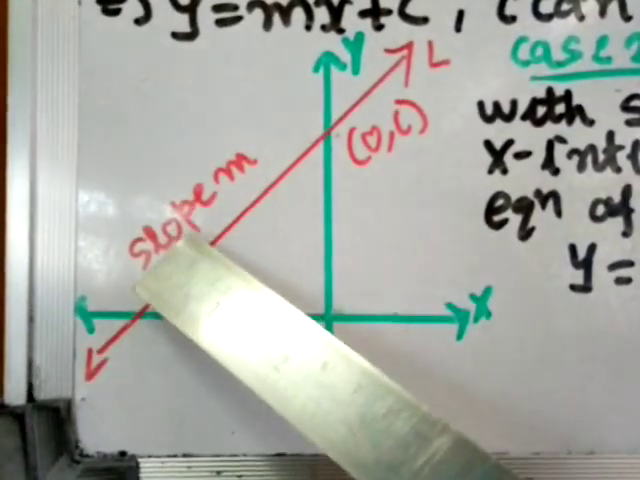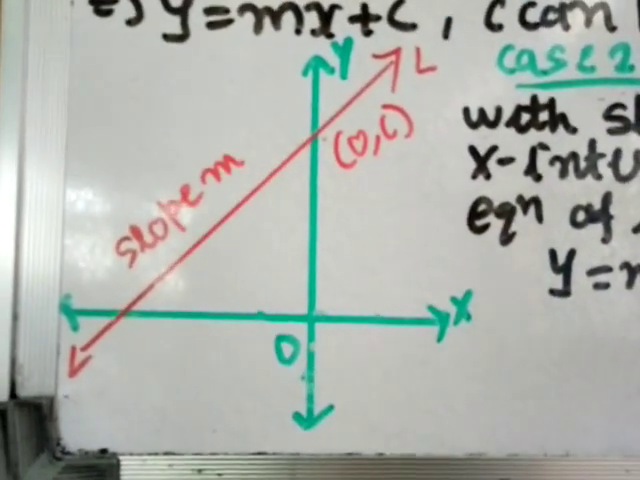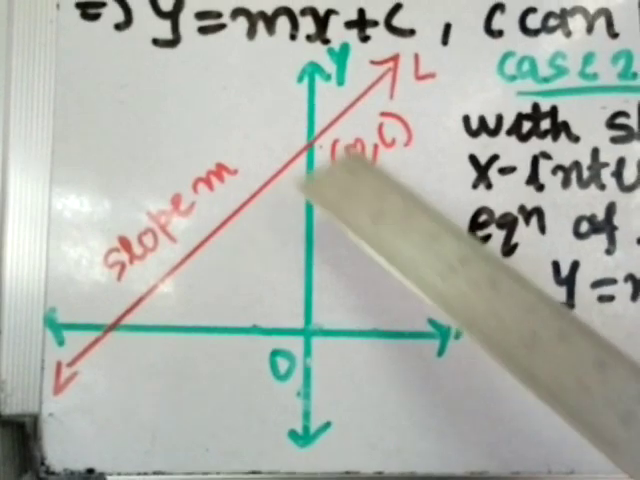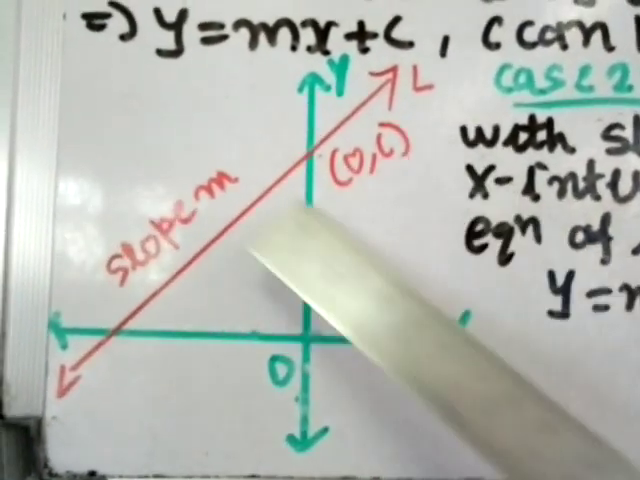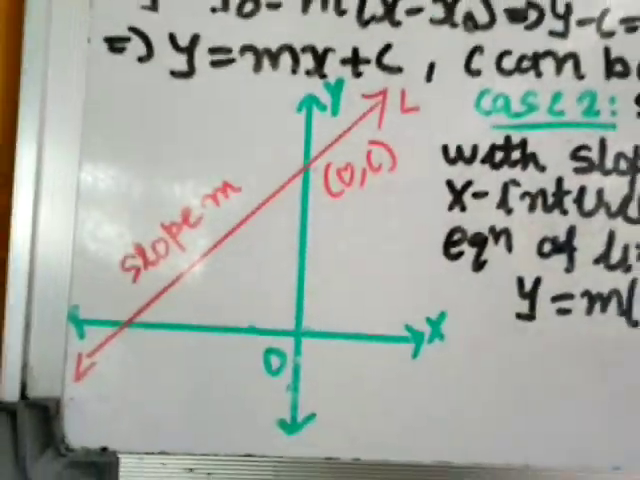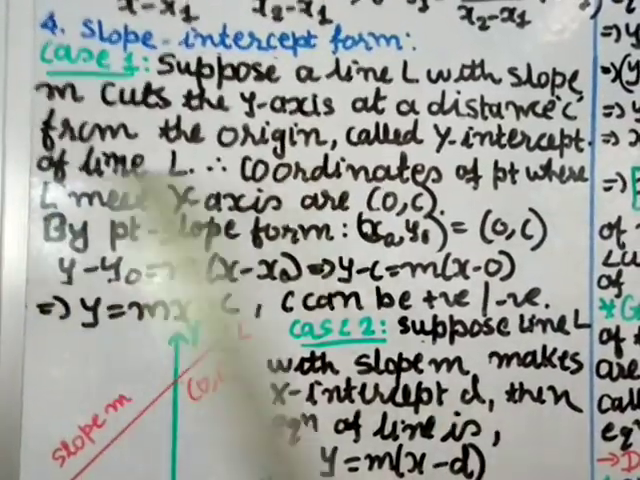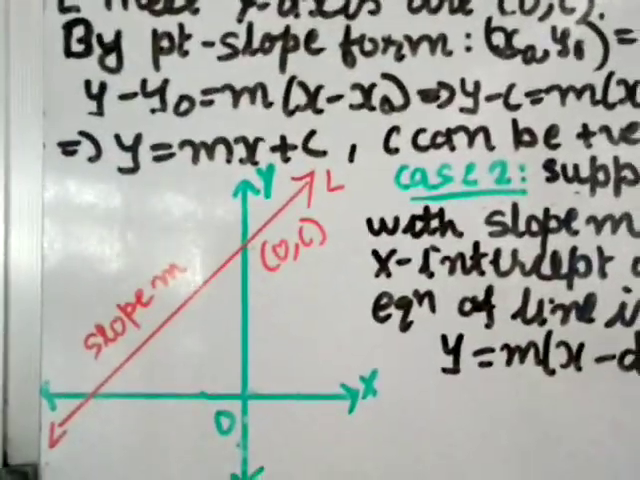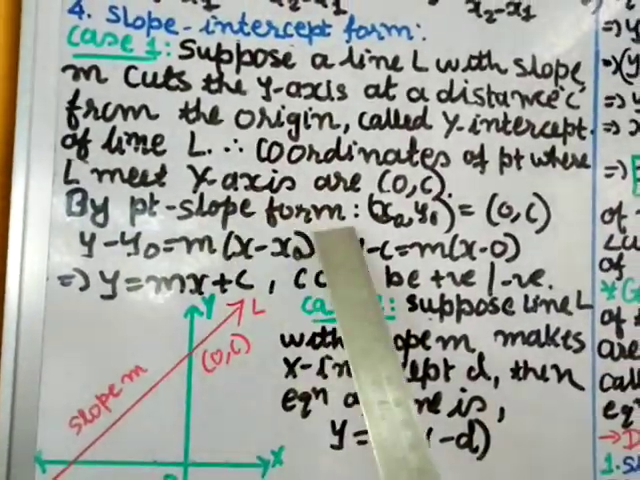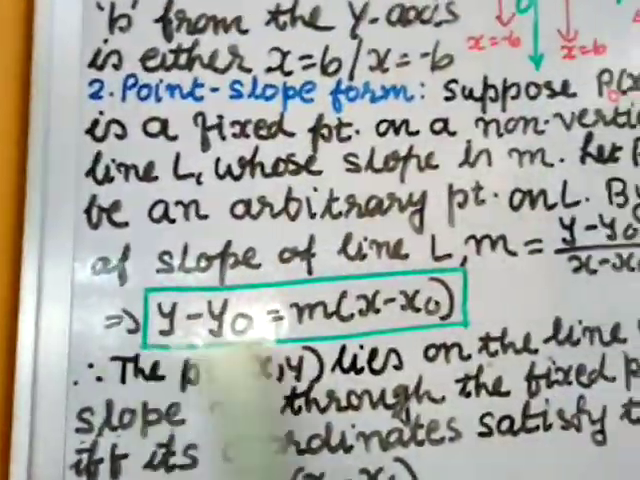The slope of the line is given to you as m. Now the distance from O to this is c, the intercept. Then the point will be (0, c), because on the y-axis the x coordinate is 0 and the y distance from here to here is c, so the point is (0, c) and the slope is given as m. Therefore the coordinates of the point where L meets the y-axis are (0, c), as I was telling you from the figure. So by point slope form, x naught y naught equal to (0, c) and the slope is m. The point form we already did here, and this is the equation.